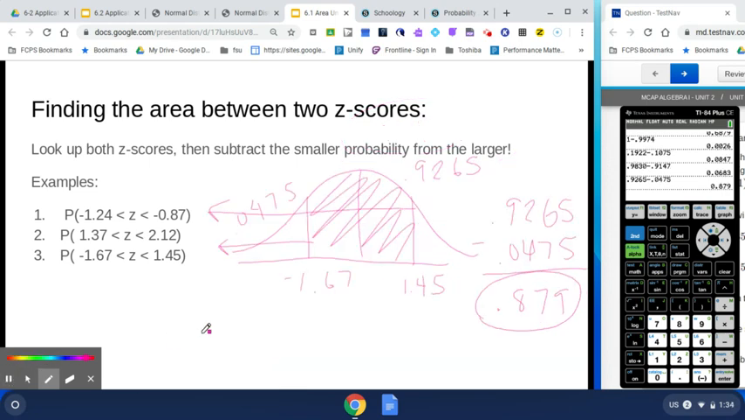Okay, just because we have one negative z-value and one positive z-value does not affect the process whatsoever. So when we look up the negative 1.67, we get 0.0475. When we look up the 1.45, we get 0.9265. We're going to subtract off that left tail region that we do not want to include in our area. So we're taking 0.9265 and subtracting off 0.0475. That leaves us a final probability of 87.9%.